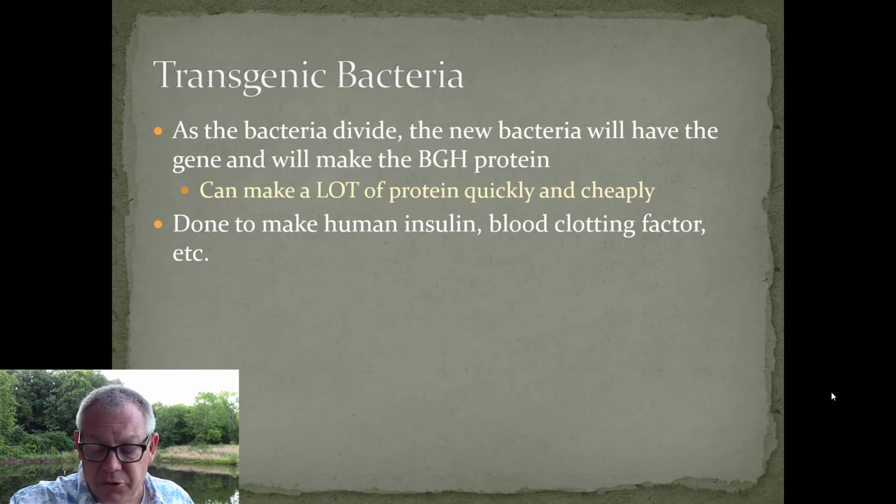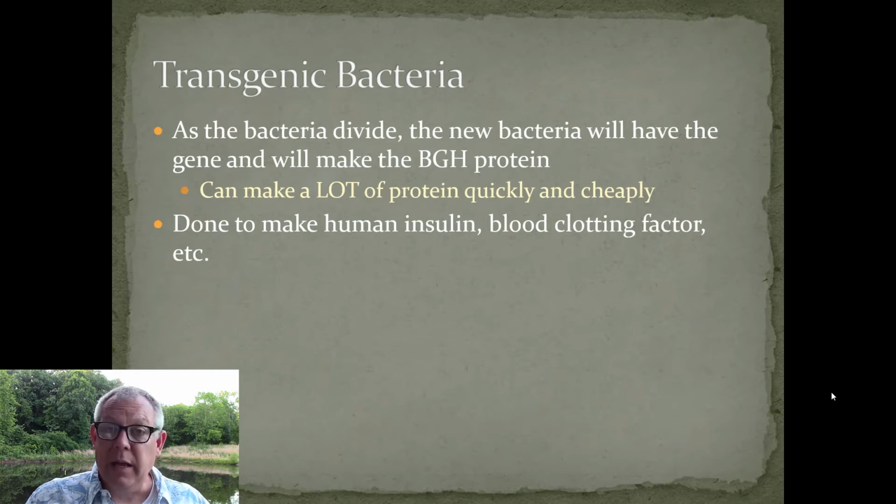And it's not just in agriculture. This is done to make human insulin or blood clotting factor, important proteins that we need for human diseases. You can use transgenic bacteria to produce those quickly and cheaply. And again, because the genetic code is universal.